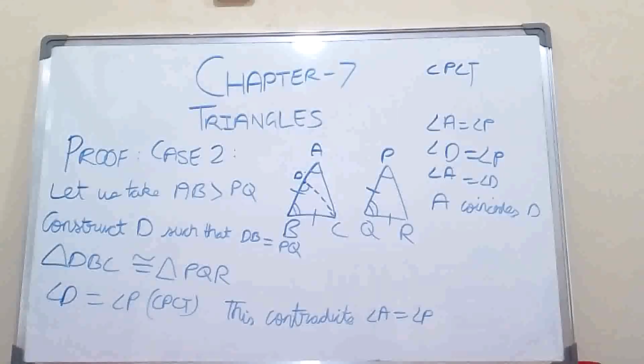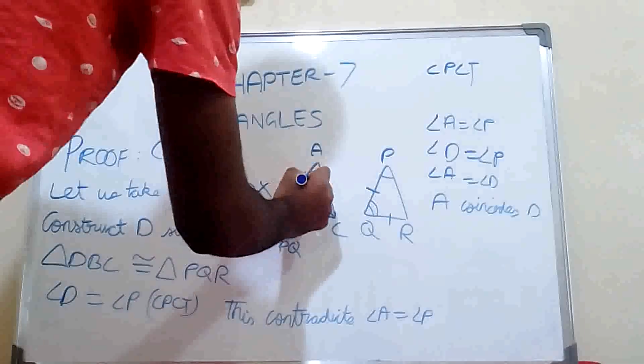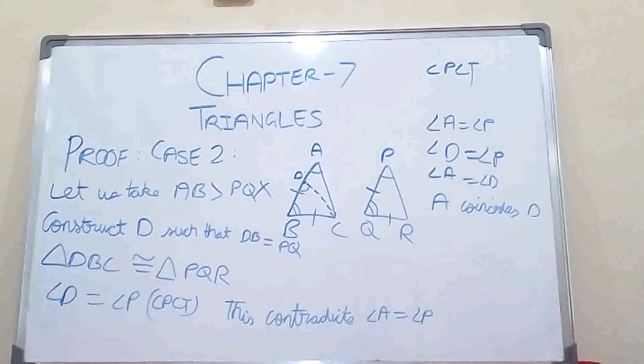And why did we get such a contradiction, that angle D cannot be equal to angle P? Because our assumption was wrong. Our assumption that AB is greater than PQ was wrong, which means that AB is equal to PQ, and DB can be equal to PQ. DB can only be equal to PQ if D coincides with A. So this is very clear from case 2 now that our assumption was wrong. Now let's go to our last case.